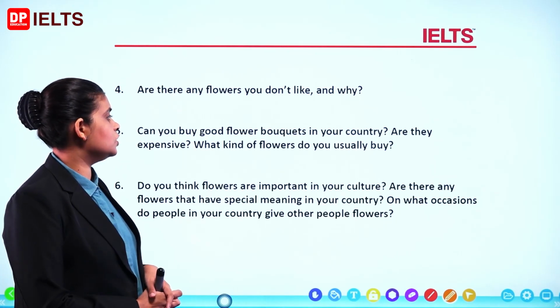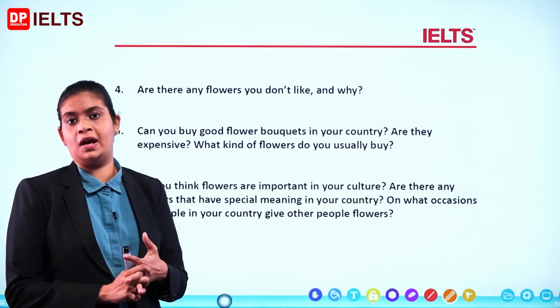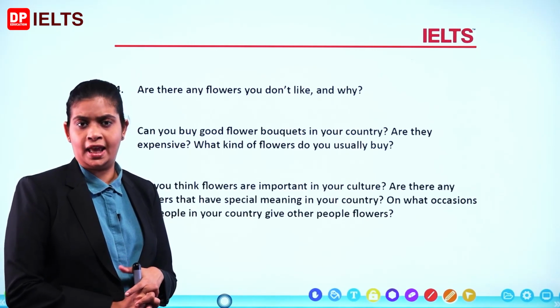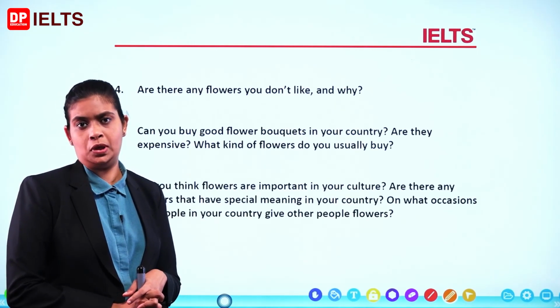What kind of flowers do you usually buy? I of course buy mixed bouquets. I buy roses if I really have to. If not, I buy mixed bouquets.